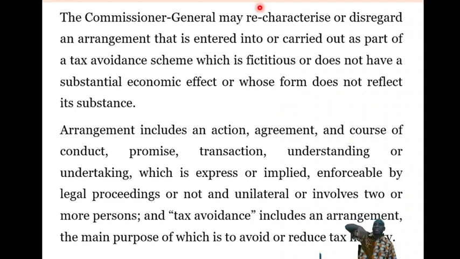And tax avoidance includes an arrangement, the main purpose of which is to avoid or reduce tax liability. So when you are knocking it off, you knock it off with this one and say, tax avoidance includes what? An arrangement. There's no tax avoidance where there's no arrangement. It includes what? An arrangement, the main purpose of which is to avoid or reduce what? Tax liability.